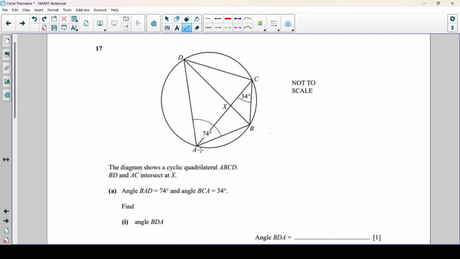This question again gives us a cyclic quadrilateral ABCD, and we're given two of these angles, and we are asked to find angle BDA. BDA, that's this angle here. It's only one mark, so it can't take that much work. So I'm just going to draw over. So there's our angle BDA.